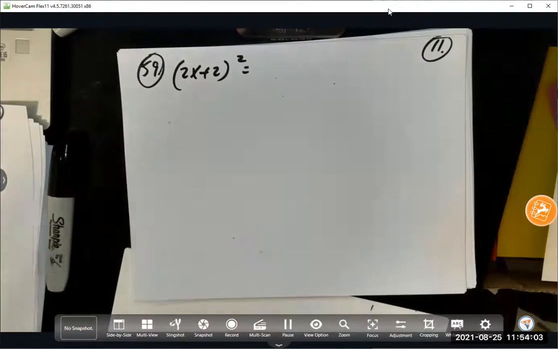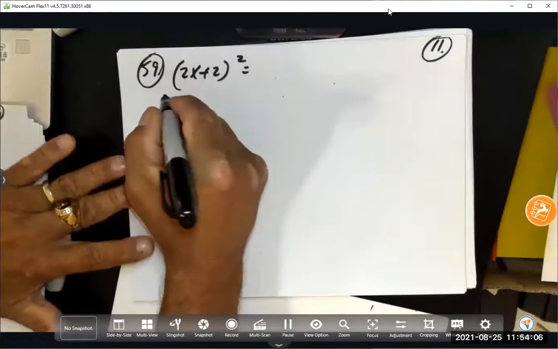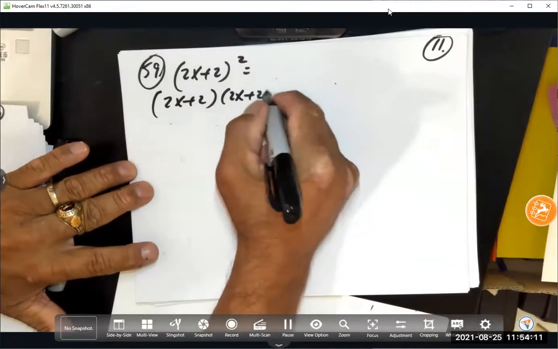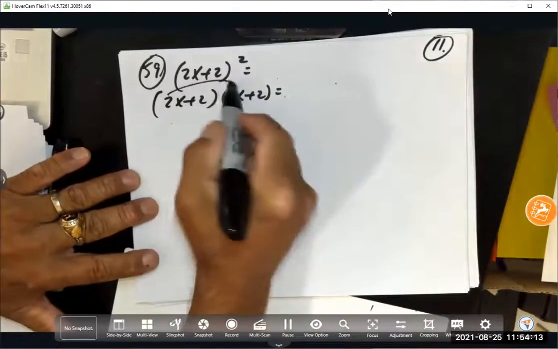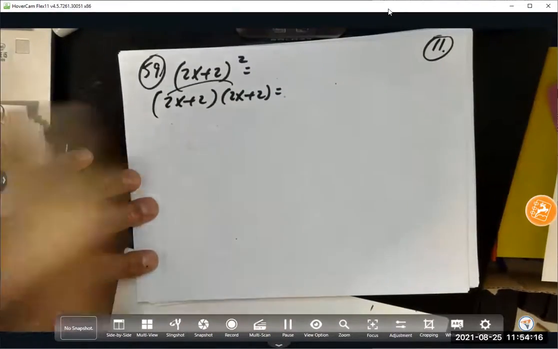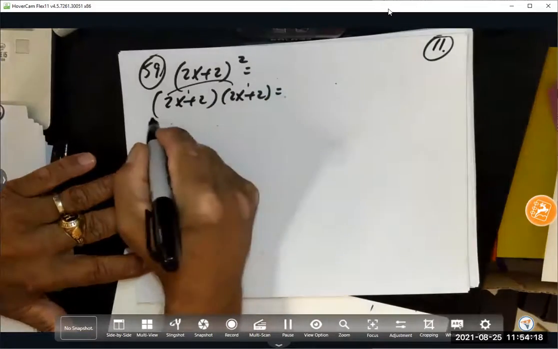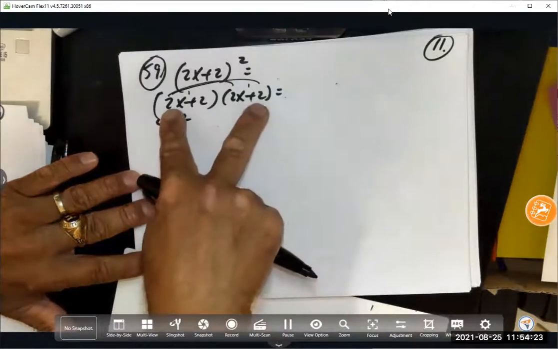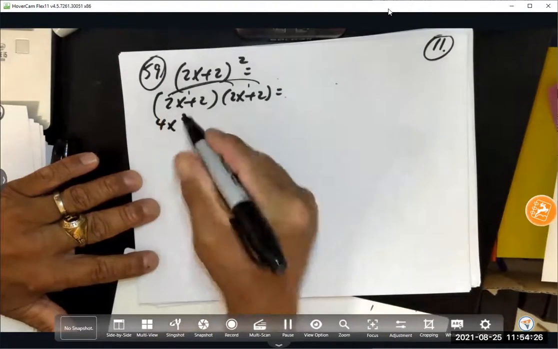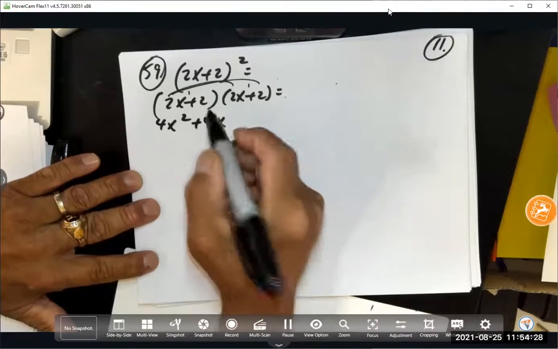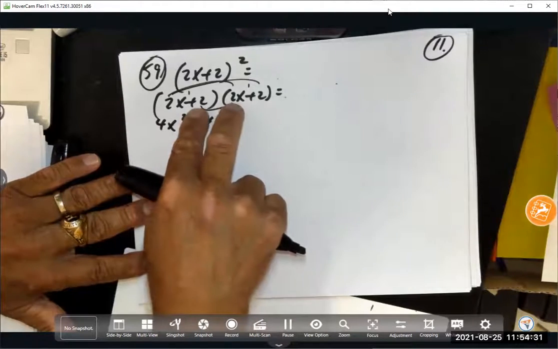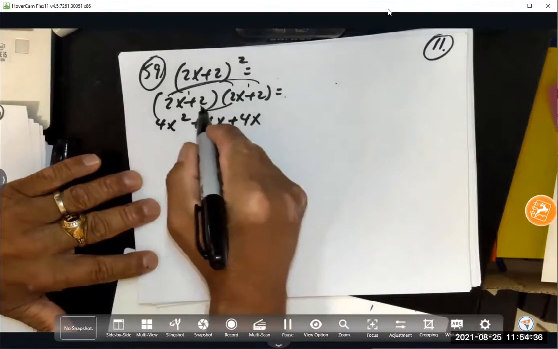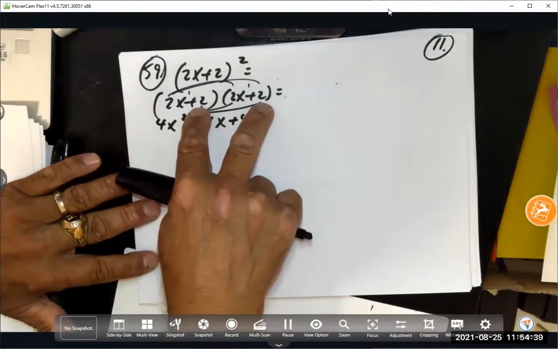So how many times do I do it? Twice. 2x plus 2 times 2x plus 2. So, first one, what's 2x and 2x? Remember, this is the 4x to the second power. There you go. 4x second. And what's 2x times 2? Right here, these two numbers are 4x. 4x. Got it. And what's 2 times 2x right here? 4x again. The last one. 2 times 2, or 4.